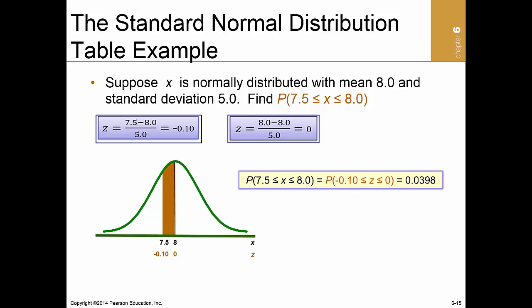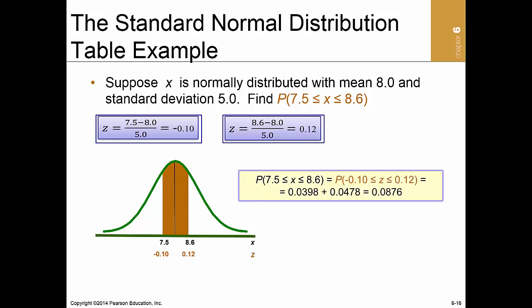And here we want two shaded regions on either side of the mean. So we want to find the probability of the curve between 7.5 and 8.6. So in this instance, we'll standardize both x values. We'll get a z-score of negative 0.10, as we saw in the previous problem, and a z-score of 0.12. Adding the individual probabilities, 0.0398 and 0.0478, equals 0.0876. You'll need to calculate each individual probability in this case, since they are on either side of the mean.